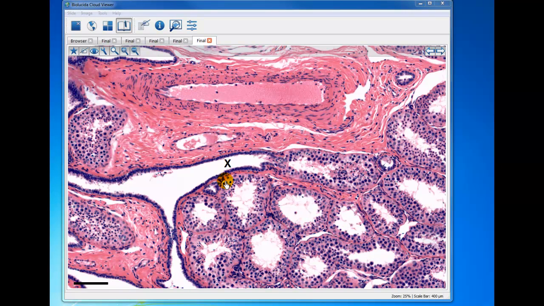Okay, this could be a question where an X is placed in the lumen. You're asked to identify this structure in which it has the letter X in the lumen.